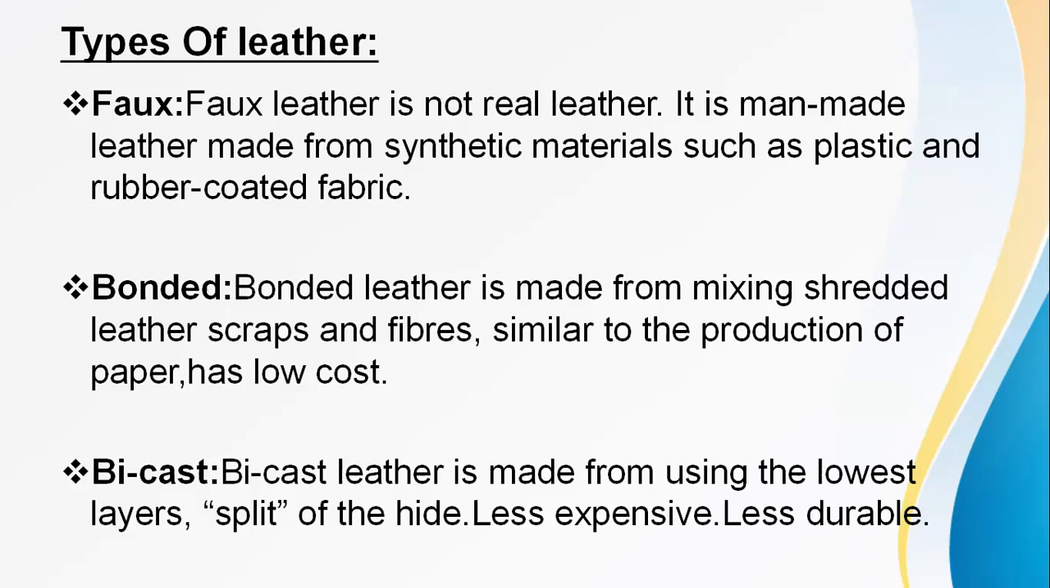Bonded leather is made from mixed shredded leather scraps and fibers, similar to the production of paper. It has a low cost. Bonded leather has these properties. Bicast leather is made using the lowest split layers of the hide. It is less expensive and less durable, so it is not a very durable leather.